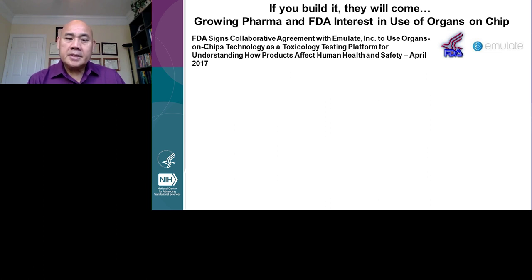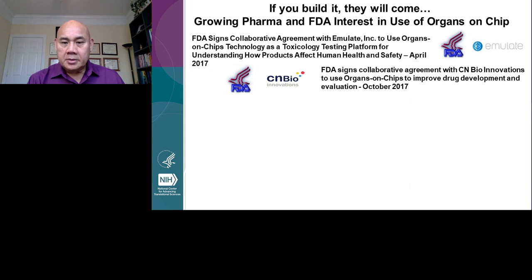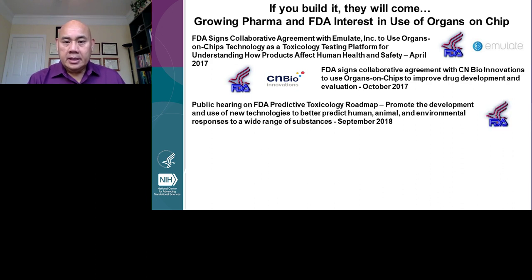So for example, recently in 2017, the FDA signed a collaboration with Emulate, essentially to bring Emulate technology in. Emulate is one of the startup companies seeking to commercialize the lung on a chip, the GI on a chip, and the blood-brain barrier on a chip. The FDA has set up a facility within the FDA campus using the Emulate technology. Likewise, they have also partnered with CN Bio, which is commercializing the liver on a chip, as well as a multi-organ platform, likewise to test that platform at the FDA.